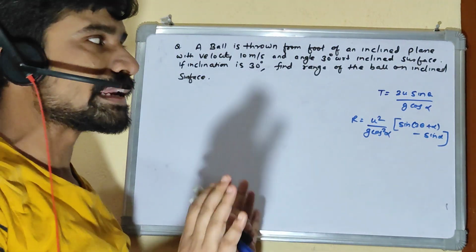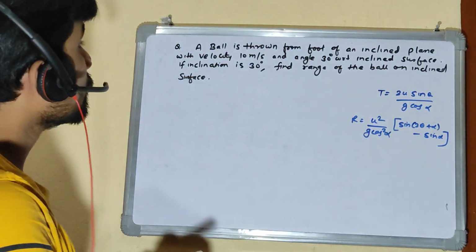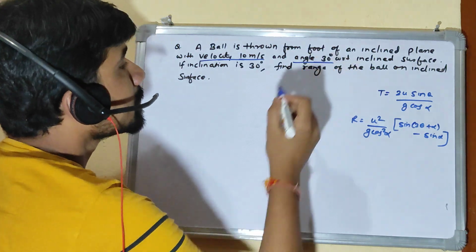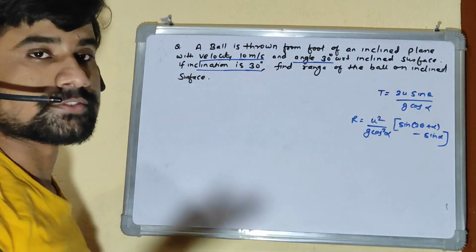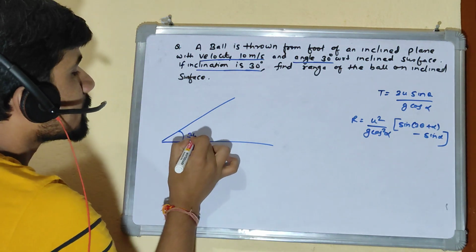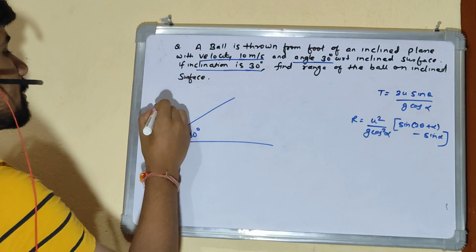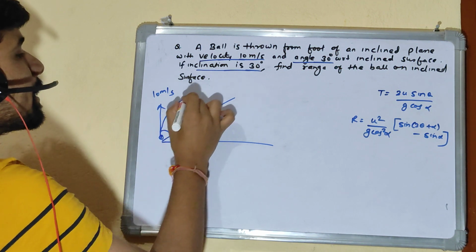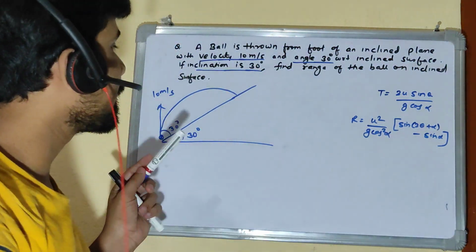Now let's solve one problem on the inclined projection. The problem states: a ball is thrown from the foot of an inclined plane with a velocity of 10 meter per second at an angle of 30 degree with respect to the inclined surface. If the inclination is 30 degree, find the range of the ball on the inclined surface. Let's make the diagram. The inclination of this inclined plane is 30 degree. I am projecting a ball with initial velocity of 10 meter per second at an angle of 30 degree with respect to horizontal, and I am asked how much distance it will cover on this inclined plane, which is the range.